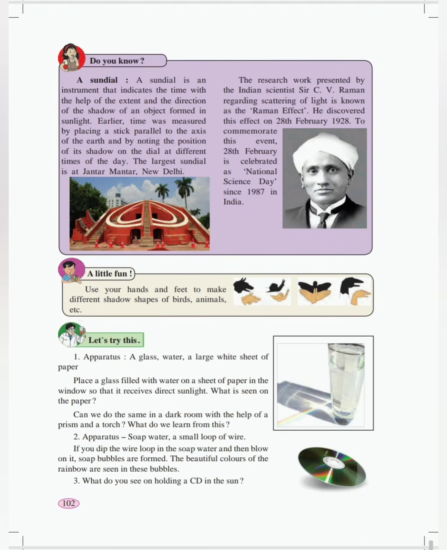There was a scientist whose name is Sir C.V. Raman, who discovered an effect of light, scattering of light, which is also known as the Raman effect. The Raman effect was discovered on 28th of February in the year 1928. Therefore, in his remembrance, every year National Science Day is celebrated on 28th of February.